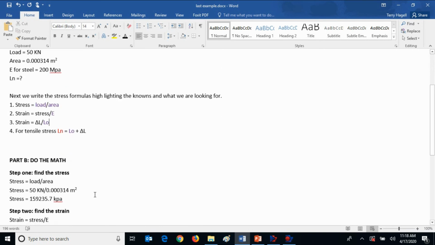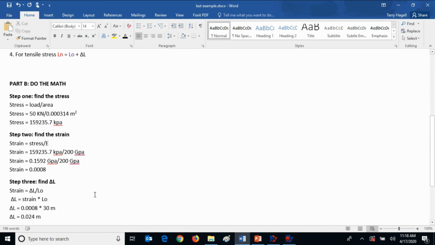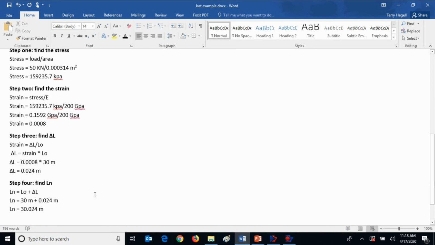So if we do it in those steps, this is the way we work through it. This is the math, and you should get an answer of a new length of 30.024 meters.